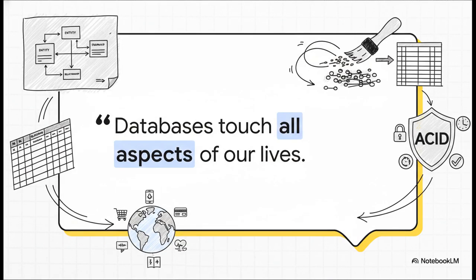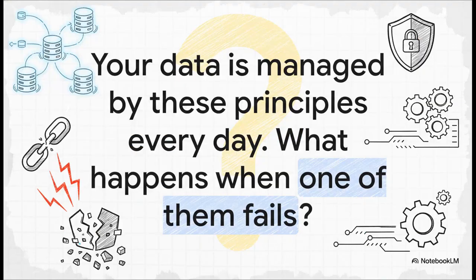So from designing the blueprint with ER models, to building the house with a relational model, cleaning it up with normalization, and then making it earthquake-proof with ACID transactions, these are the core ideas that bring order to data chaos. As the source material puts it so well, they truly touch all aspects of our lives. These principles are working for you, right now, behind every app and every website you use. They keep your data safe and consistent.